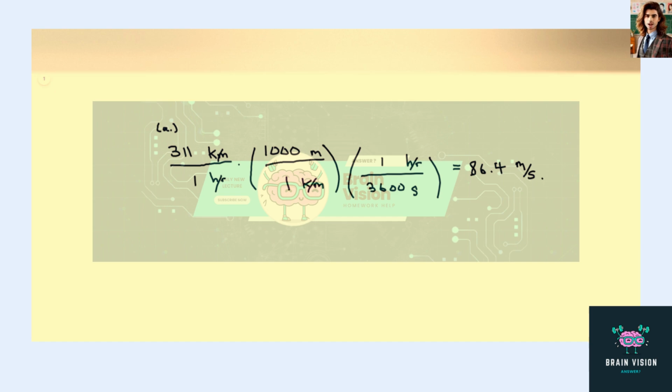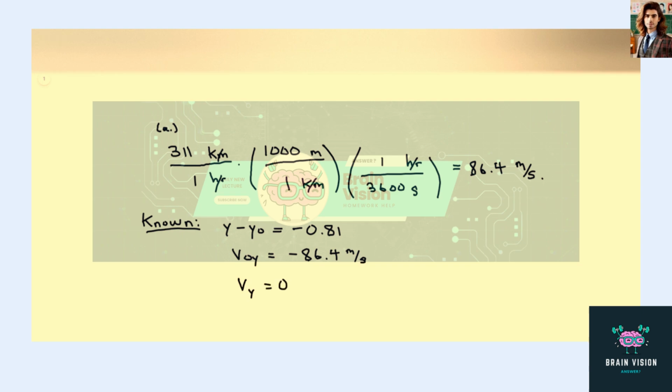Now, in order to determine the acceleration, let's write down our knowns. Our y minus y naught, the distance traveled during the deceleration, is negative 0.81. Our initial velocity is negative 86.4 meters per second. Our final velocity is going to be 0 because it comes to a rest.